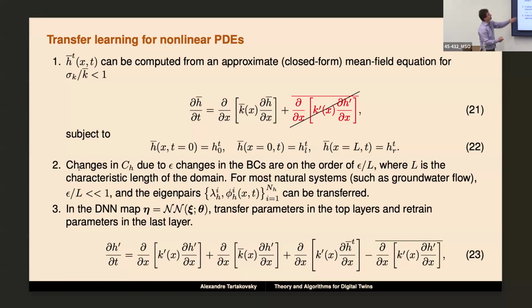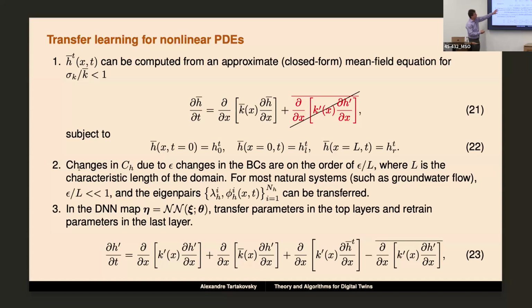However, if our K field has a relatively small variance, or more specifically, if the standard deviation divided by K mean is less than 1, then we can show that this term is much smaller than these two terms, and we can ignore it. So again, for small variances, we can transfer the mean by solving this approximate mean field equation.